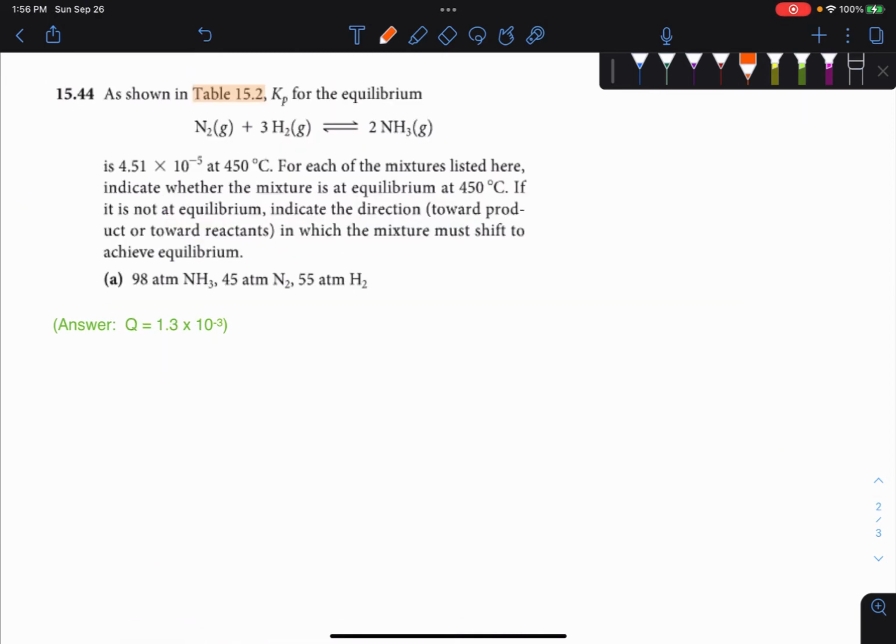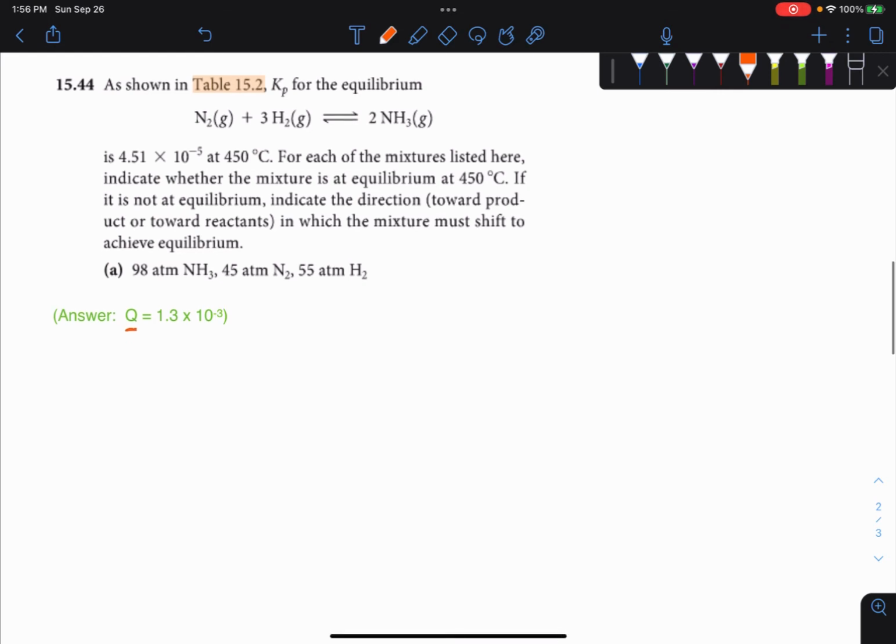Now, in this particular problem, we are going to calculate Q. The Q expression looks just like the Kc expression. It's just that when you plug and chug for Q, it's the initial values, not the equilibrium state. And the initial values are given here for this problem. And like I said, Q has the same form as the equilibrium constants. So ammonia is going to be raised to the second power. It's the only product. We have nitrogen and hydrogen as the two reactants. Hydrogen is going to be raised to the third power.